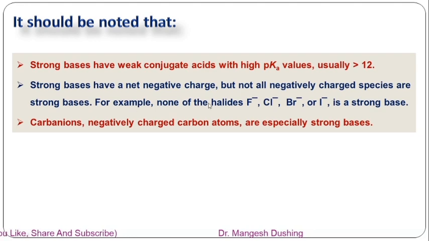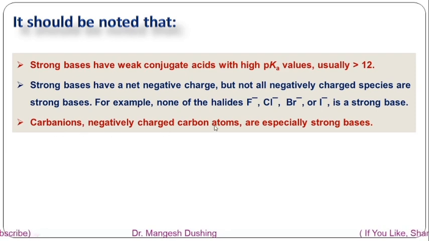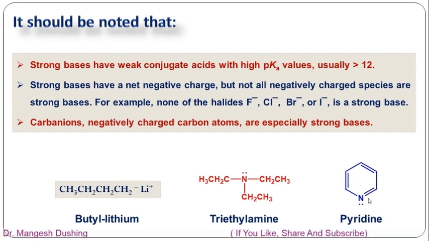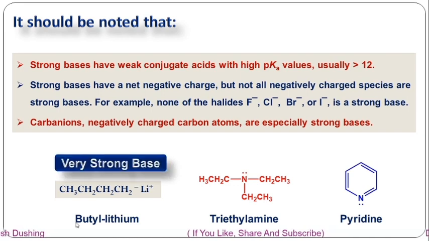For example, none of the halides, that is F minus, Cl minus, Br minus, is a strong base. But generally carbanions with negatively charged carbon atoms are especially strong bases. These are three examples: N-butyl lithium, triethylamine and pyridine. All these bases are electron rich, having a minus charge. Here is a lone pair, here is a lone pair. But according to this theory, N-butyl lithium is a very strong base because here the carbon has a negative charge.